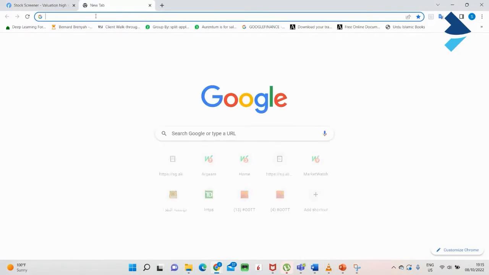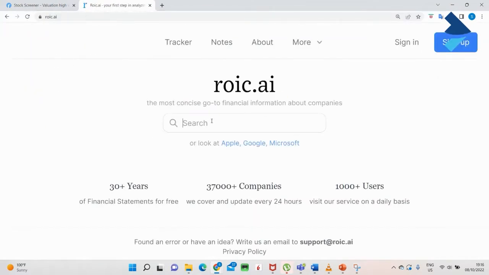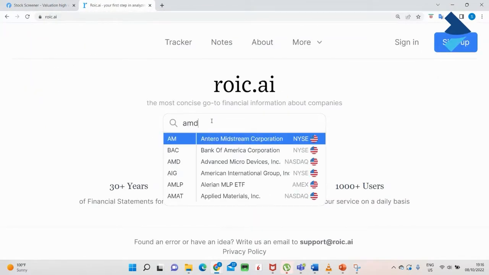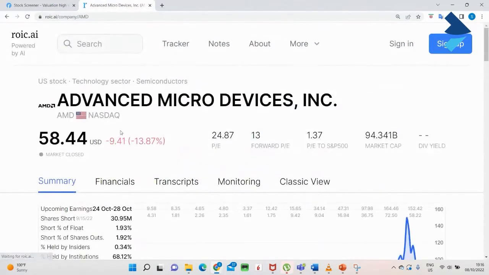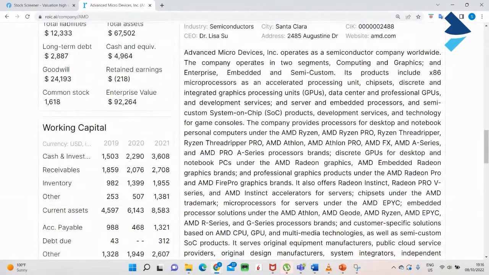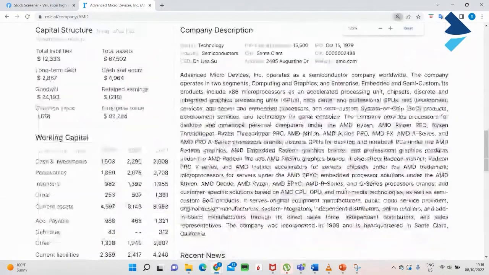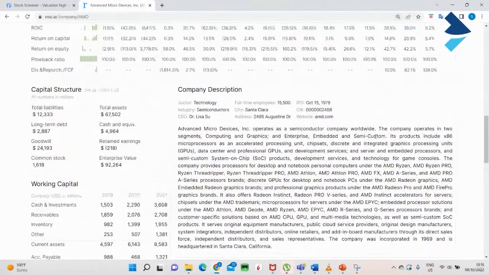Let's go to roic.ai, which is another great website that I like to open. Press, put in AMD and look at Advanced Micro Devices. अच्छा, Advanced Micro Devices करती क्या है? Let's look at the company description. Advanced Micro Devices actually operates as a semiconductor company worldwide.